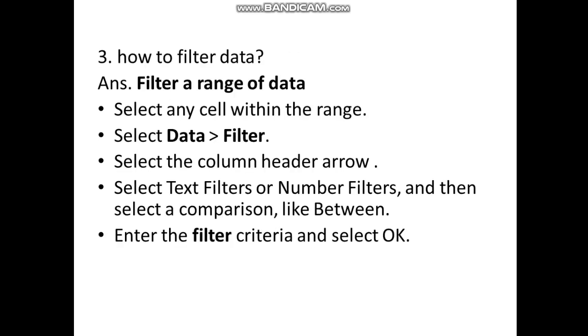Next, how to filter data. First, what will you do? Select any cell within the range. Select Data, then go to Filter. Select the column header arrow. Select text filters or number filters and then select a comparison like between. Enter the filter criteria and select OK.